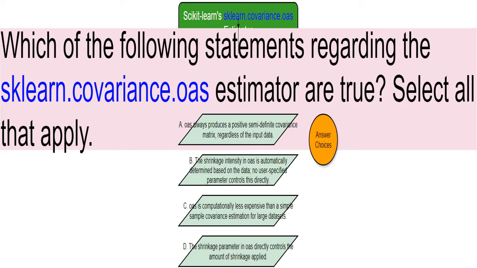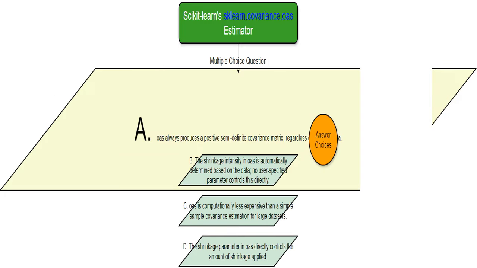This question asks you to identify the correct statements about OAS. You'll need to know what a covariance matrix is and understand the characteristics of the OAS method for estimating one. Statement A claims that OAS always creates a positive semi-definite covariance matrix. A positive semi-definite matrix is a type of matrix that has specific mathematical properties guaranteeing that the results are valid for covariance matrices.